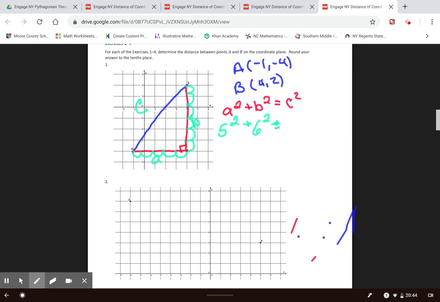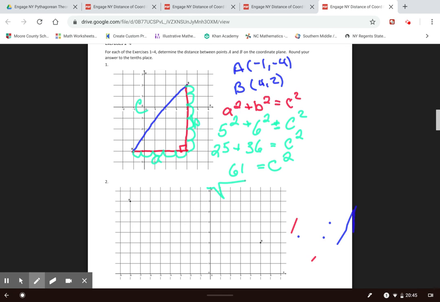And all of that equals c squared. So 5 squared, 5 times 5, is 25, plus 6 squared, 6 times 6, is 36, and all that's going to equal c squared. So 25 plus 36 gives me 61, and that equals c squared.